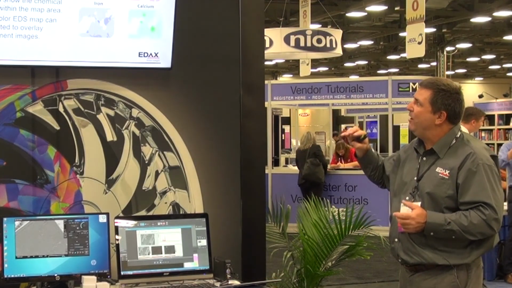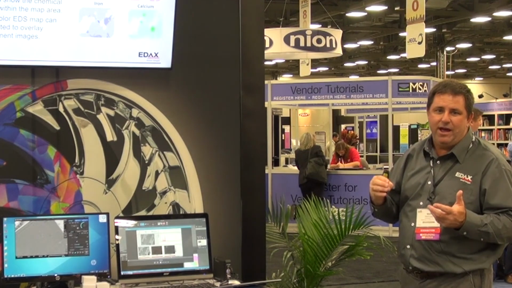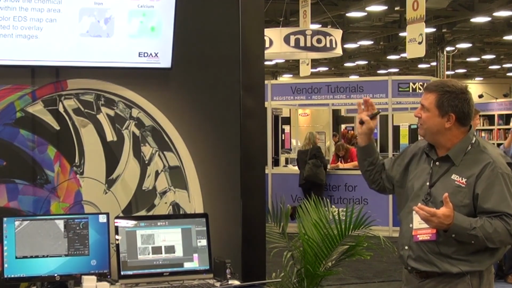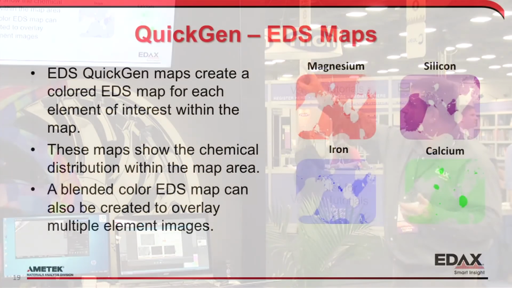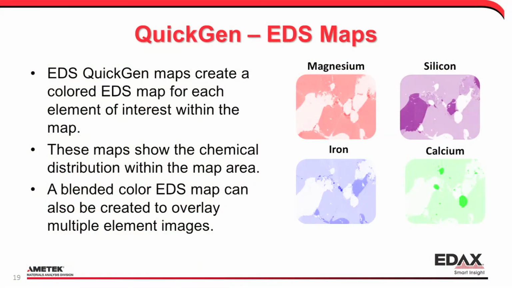And with our system, we can also simultaneously collect chemical information, elemental information, with the EBSD acquisition. So you can see here, this is a material where we can see magnesium, silicon, iron, and calcium. We can blend this EDS information, and we can use that chemical information to correlate with the crystallographic characterization.